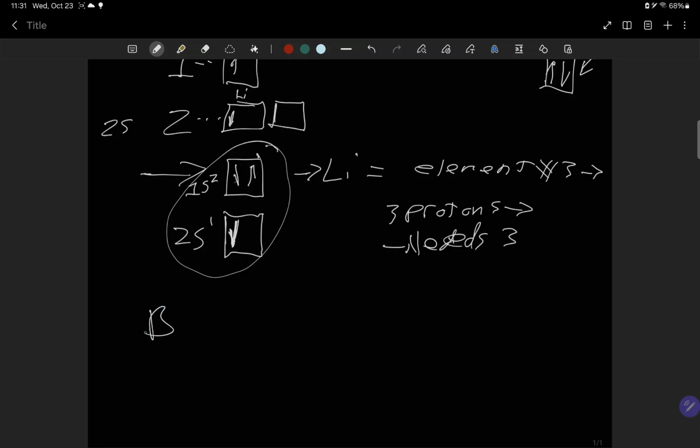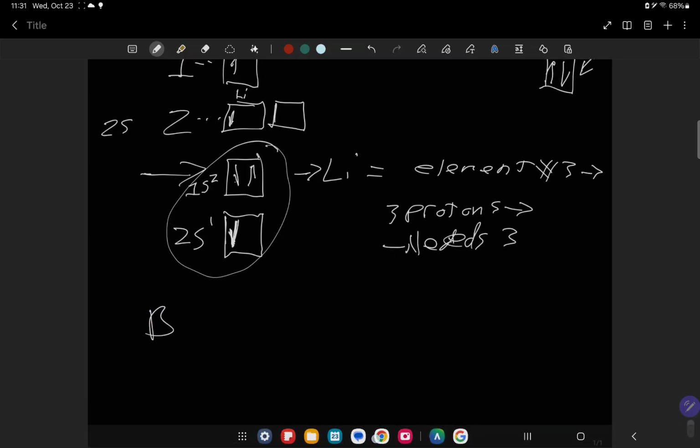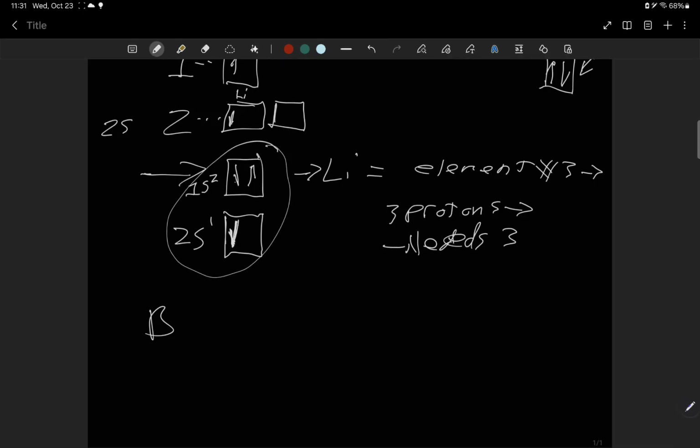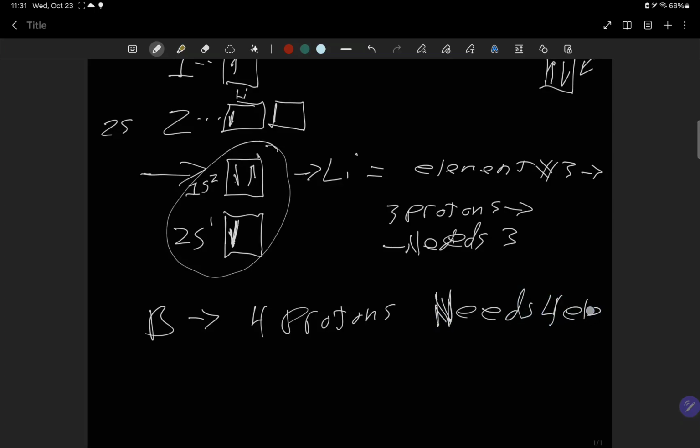When we go to beryllium, I believe it's beryllium. Yeah, beryllium. It's going to be 4 protons. Are you just naming the different elements as examples? Yeah, I'm just going to go one by one to kind of show how they build. Okay. So it needs 4 electrons to be neutral.